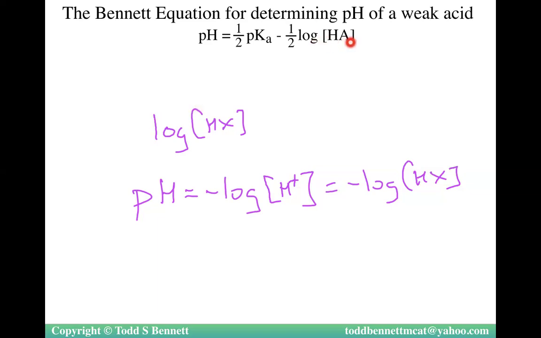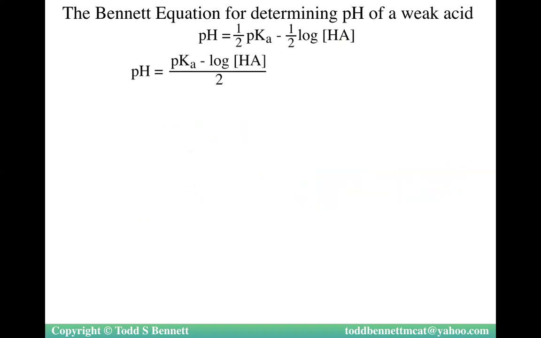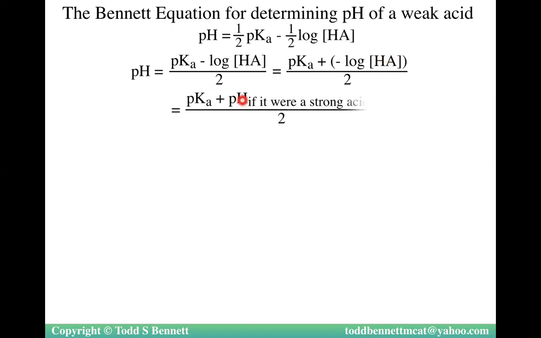And this is a log of HA. So this is kind of the same thing. So this is like doing what we did for a strong acid. So I'm going to say we're going to do the same calculation that we do if this was strong. So you're going to see a little subscript pop up called "if strong," and that's because of this relationship right here. So pH, I'm going to factor the 2 out, put it on bottom. pKa minus log of HA, and then 1/2 is a common term. So negative log of HA, which again is the pH if it were strong.